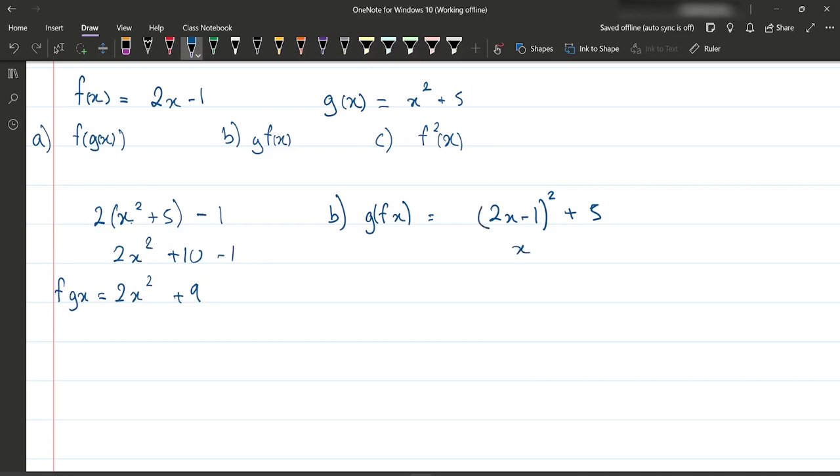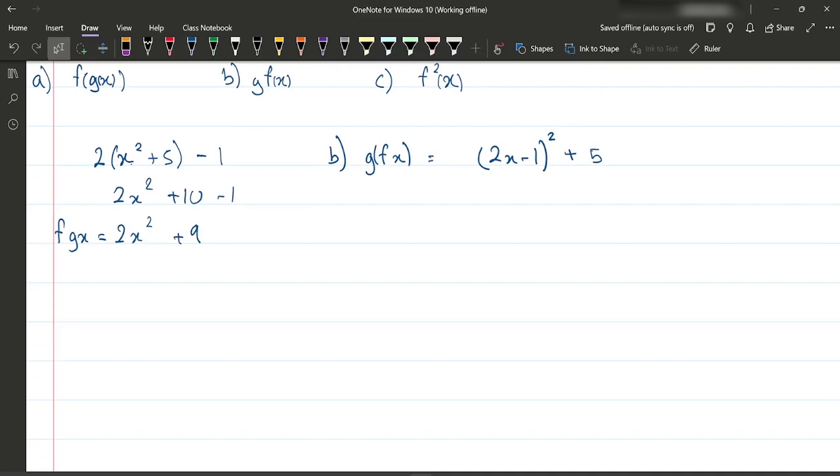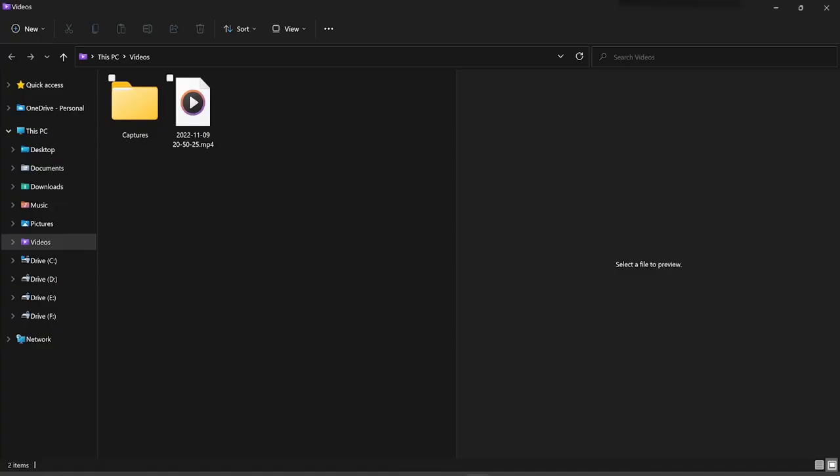This used to be x, right? And we replace it with f of x. That's pretty much it. Okay, and we can expand this. That should be 4x squared minus 4x plus 1 plus 5. This is correct. 4x squared minus 4x plus 6. Okay. Yep, usually you will have to simplify these.